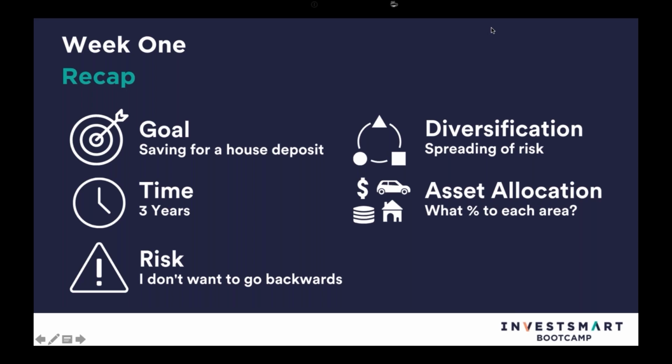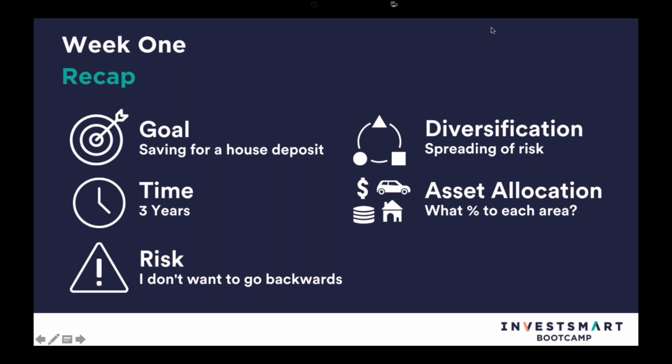So in my instance, saving for a house deposit, I've given myself a realistic time frame of 3 years. So anything that I want to choose needs to be within that 3-year time frame. And the risk, well, I'm comfortable with risk, but I don't want to go backwards. So I'm not going to choose something that's quite volatile, going to go up one day and down the next. I'm going to stick with something fairly defensive, and that will be able to give me a return within that 3 years.